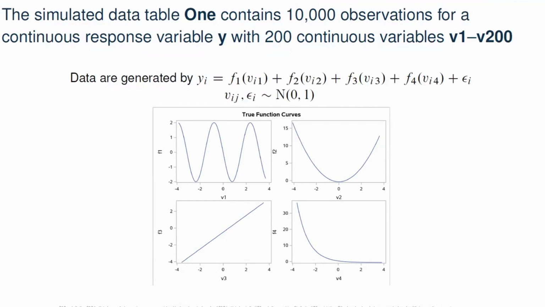Here I've plotted the true form of the component functions f1 to f4. We have a sine function of the variable v1, a quadratic function of v2, a linear function of v3, and an exponential function of v4. And the error terms are being generated from a standard normal distribution.